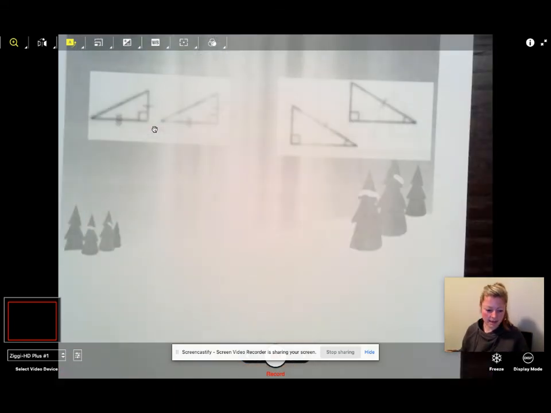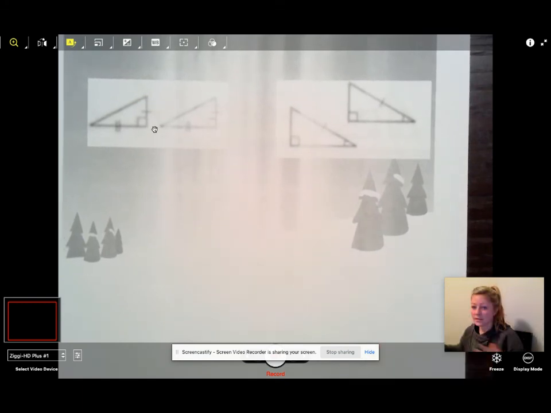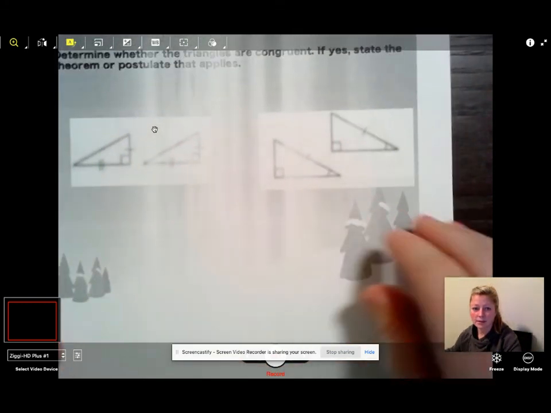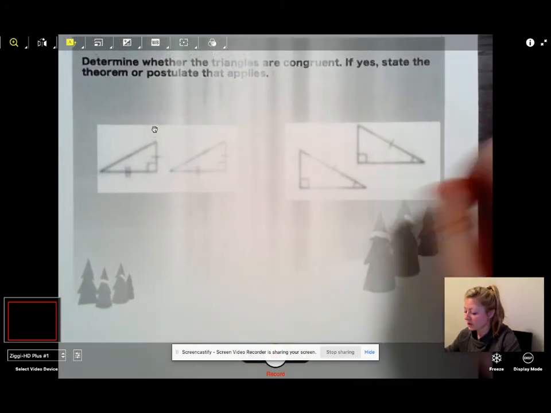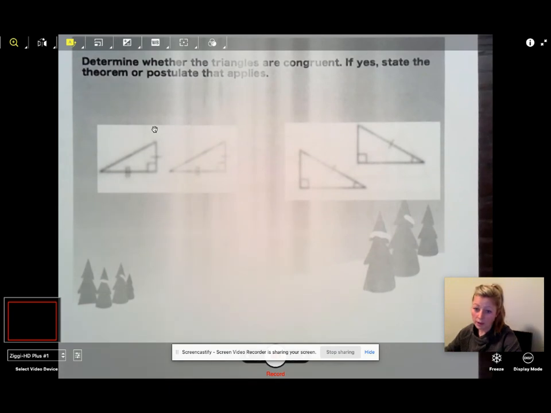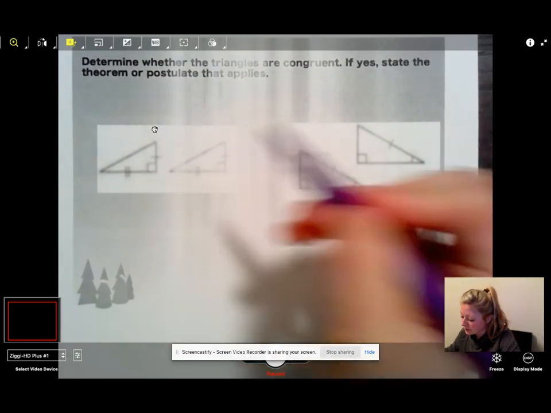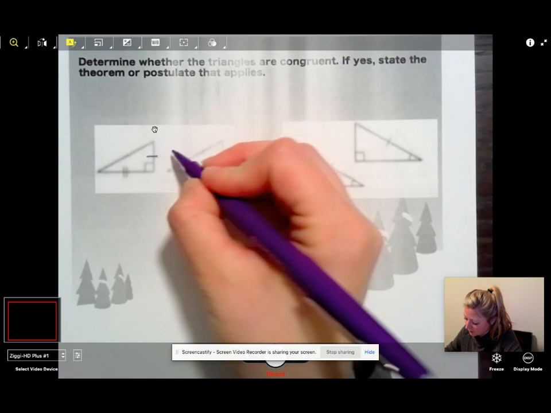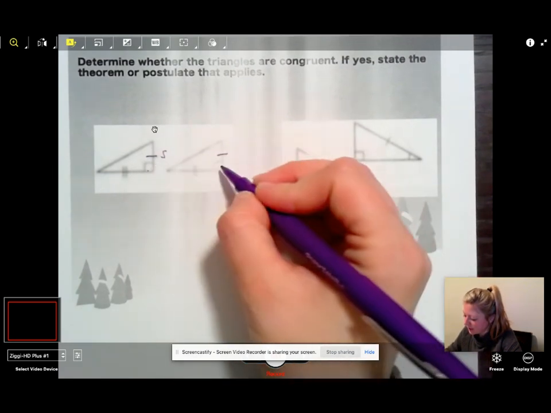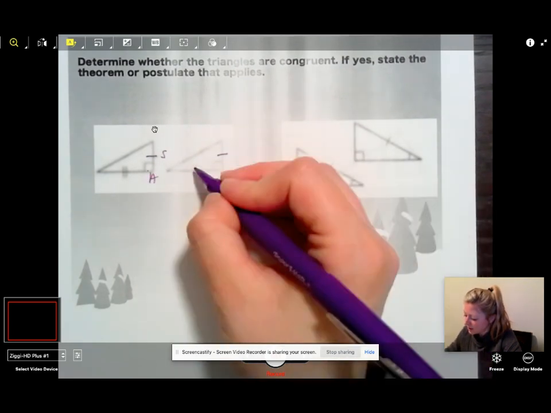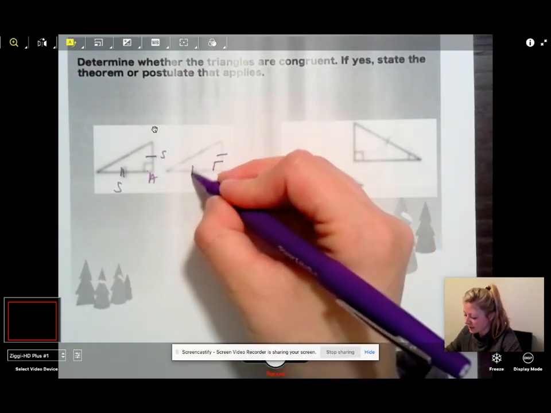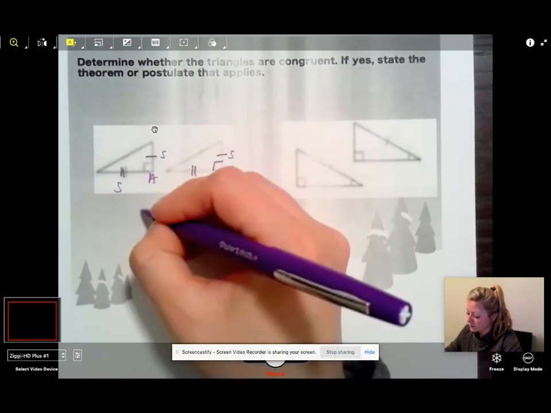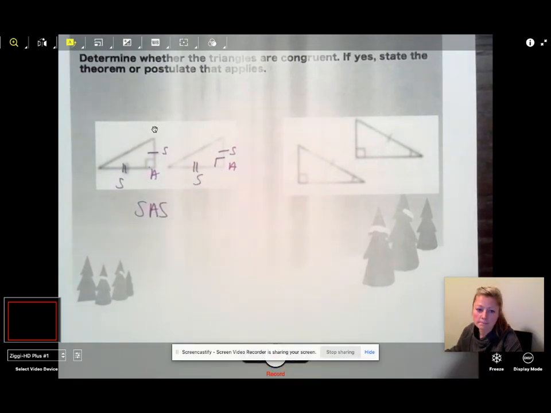Okay, let's try to identify some of these. So now this is just a mishmash of all of our shortcuts here. We have to figure out if the triangles are congruent, and if so, by which postulate or theorem, aka what shortcut. So if I look here, I have one tick mark and one tick mark, that's a side. I have a right angle and a right angle, so that's an angle marking. And then two tick marks is another side. If I check over here, I have the exact same side, angle, side. So we would know this is side, angle, side.